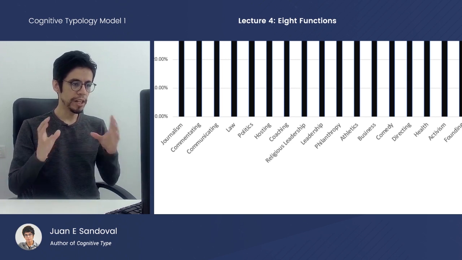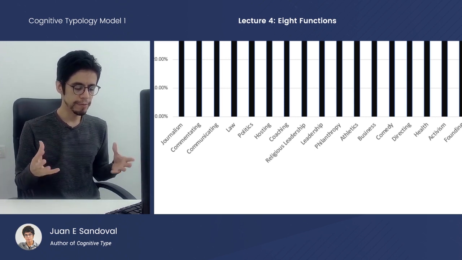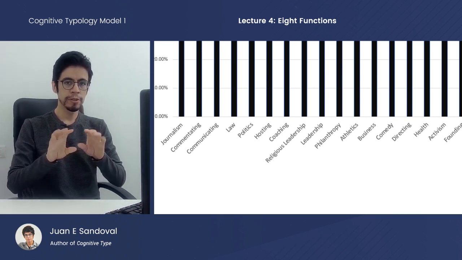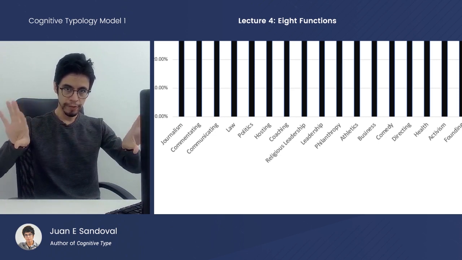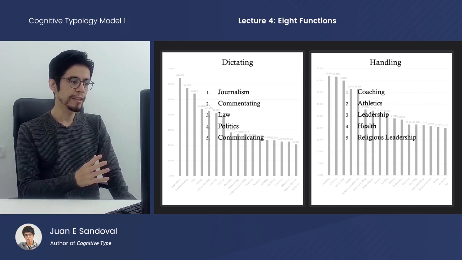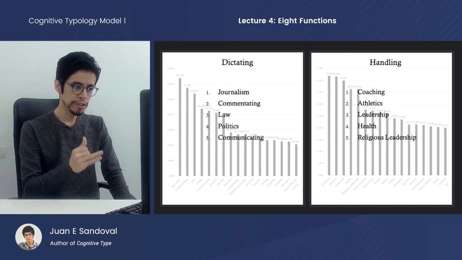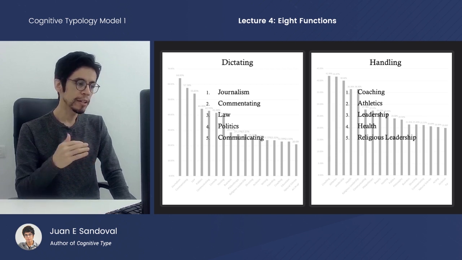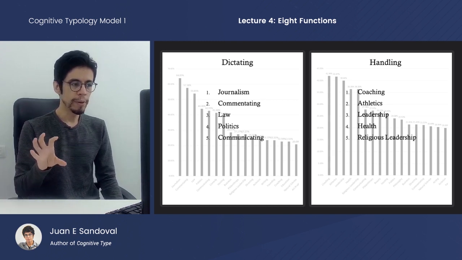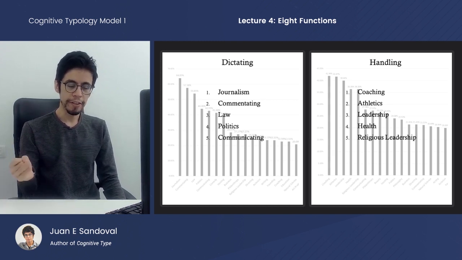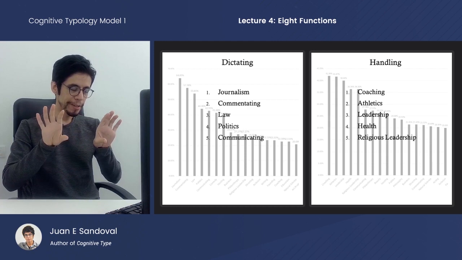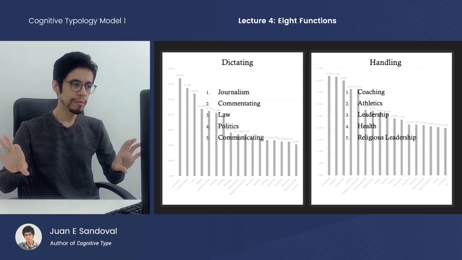This graph shows JE types in general, so we have a good handle of what the Vultology of JE correlates to. But now what if we want to know if there's any connection to the two groups if we divide dictating from handling Vultologies? Well, this is what happens when you do that. It's on the dictating side that we see the majority of the news anchors, journalists, commentators, lawyers, attorneys, politicians, and those in communicating. But it's on the handling side that we mostly see life coaches, athletes in leadership, health, and religious leadership.